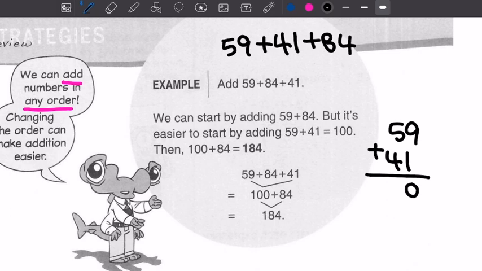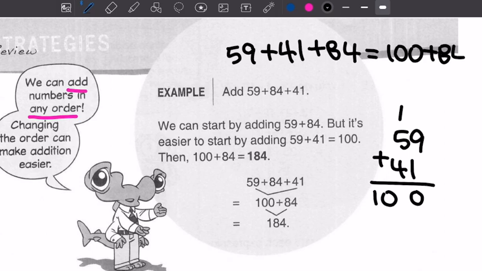Because 9 plus 1 is equal to 10, we put a 0 and indicate that it was a 10 by placing a 1. Now 1 plus 5 plus 4 is equal to 10. Therefore, 59 plus 41 is equal to 100. Now we have 100 plus 84.